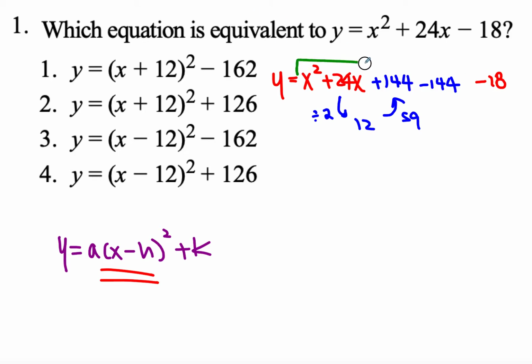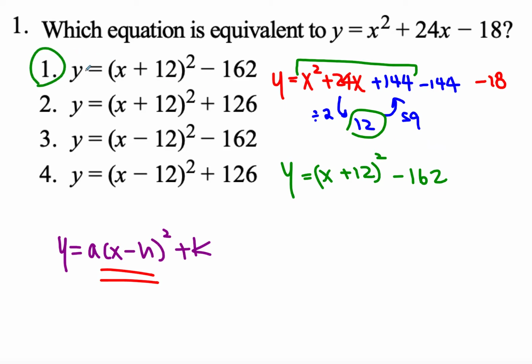Now you can see the first three terms become a perfect square. Here we have y equals (x plus 12) squared. When you factor these three terms, you will always use the number that you divided by 2. They will always match. Secondly, we combine these two terms, so we get minus 162. So choice 1 becomes the answer.